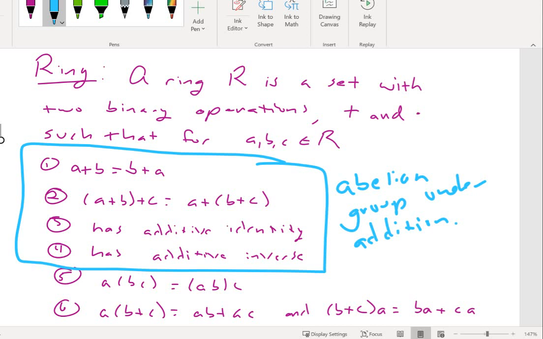Please don't make any assumptions about the multiplication, because that's the trap that most people fall into. They start thinking it's a group under multiplication, and it's not. Because there is no guarantee of these multiplicative identities, things like that. However, I think it's kind of interesting. Why an abelian group instead of just a group?